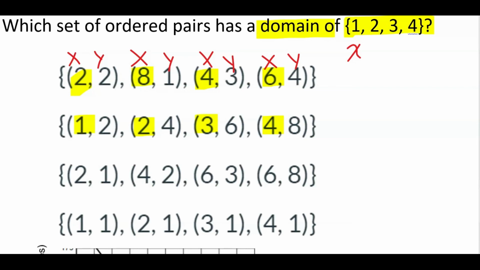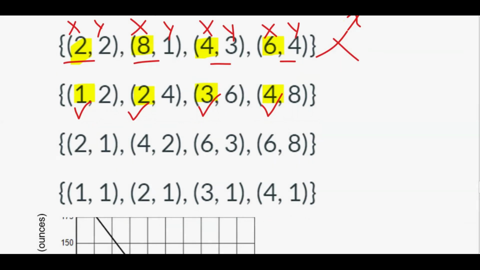If you go through the first two sets, it's obvious this first one, the domains are 2, 8, 4, and 6. So it's not this one. But down here, 1, 2, 3, and 4. Those are the domain values. Those are the x's, and that's what I'm being asked to find. So just make sure we have those in our head squared away, which ones are which.